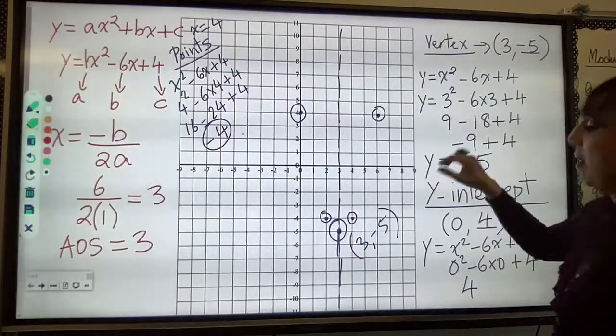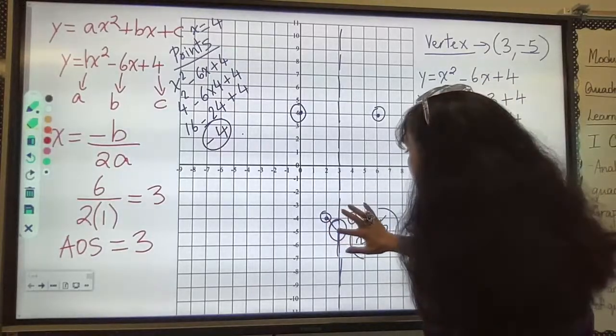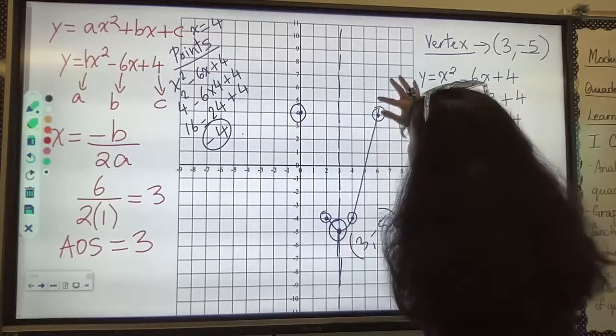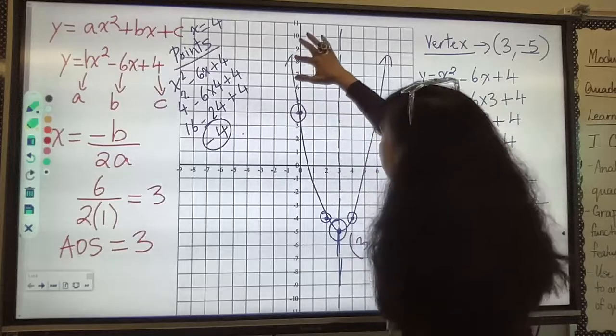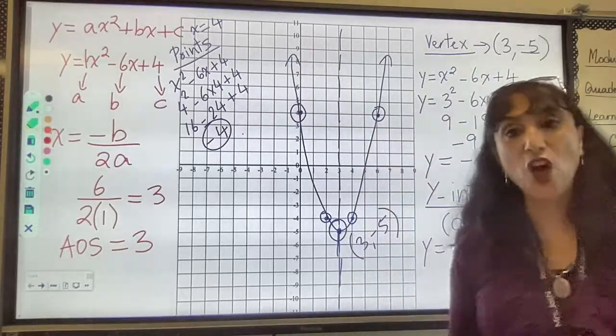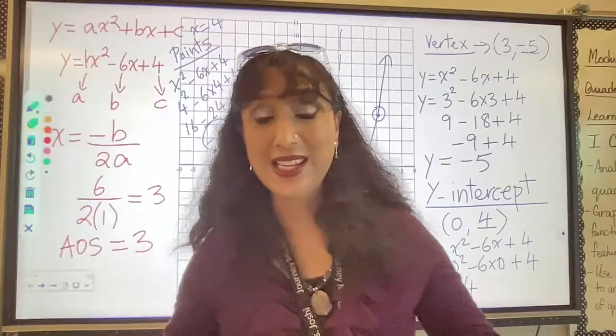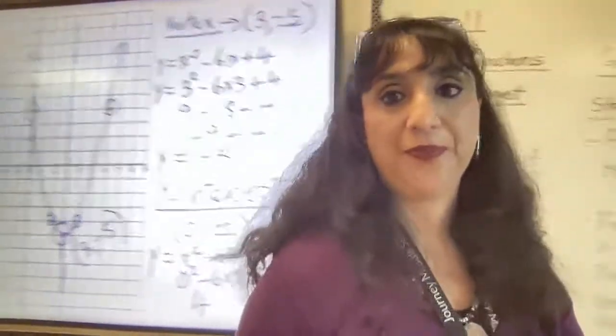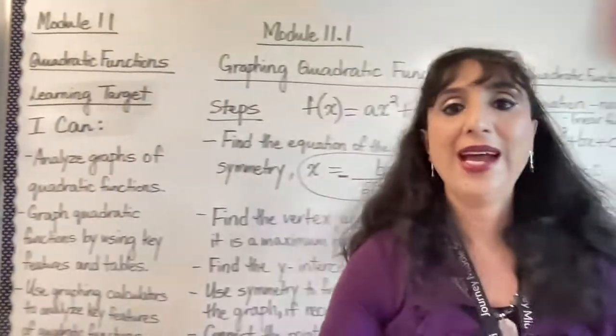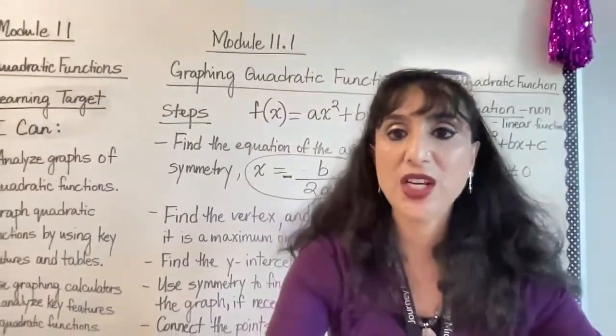And then once I have my points, I just make a smooth curve and create my parabola. And there you go. And that's how easy it is to graph a quadratic function. Okay? So, once again, that is graphing quadratic functions.